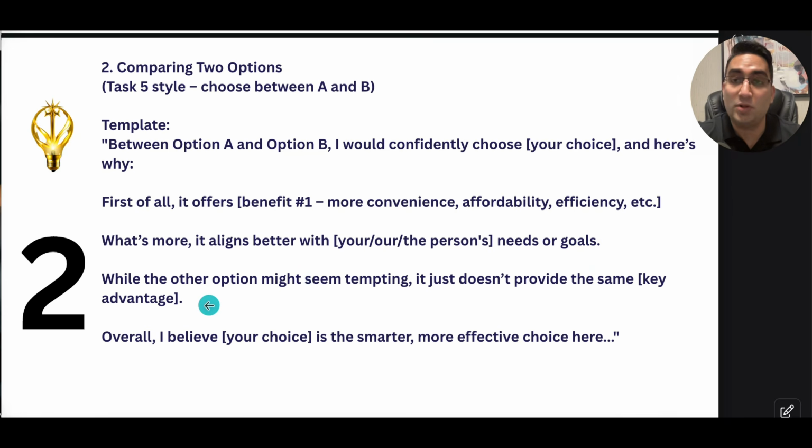You always want to talk about the other option, and you can go to the other option this way. While the other option might seem tempting, or instead of tempting, put an actual feature from the picture. So if I'm comparing two bicycles, maybe the other option might seem inexpensive, or might seem better or more trendy based on the picture. It just doesn't provide the same, and now go back to your key advantage.